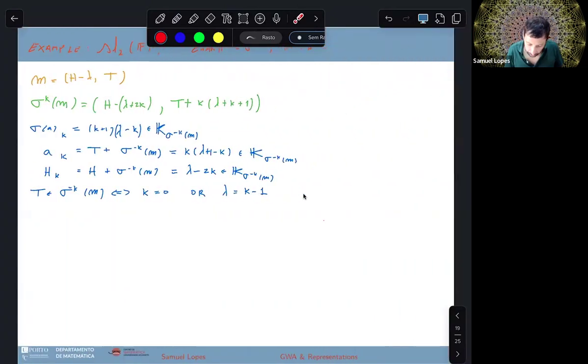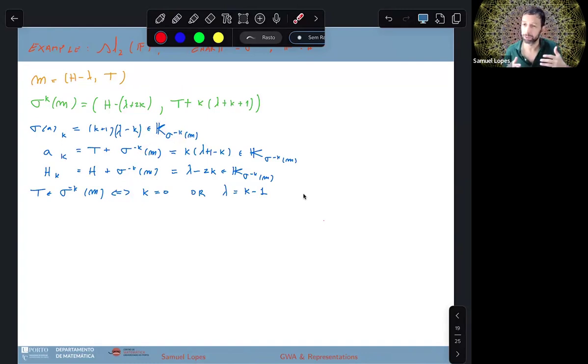In the case of SL2, which is this example, if I want the ideal M to be a break, I need M to contain the element T. So I'm taking M to be of this form. The calculations are already done. Now they're easier because mu is equal to 0. So just go back and see what happens.